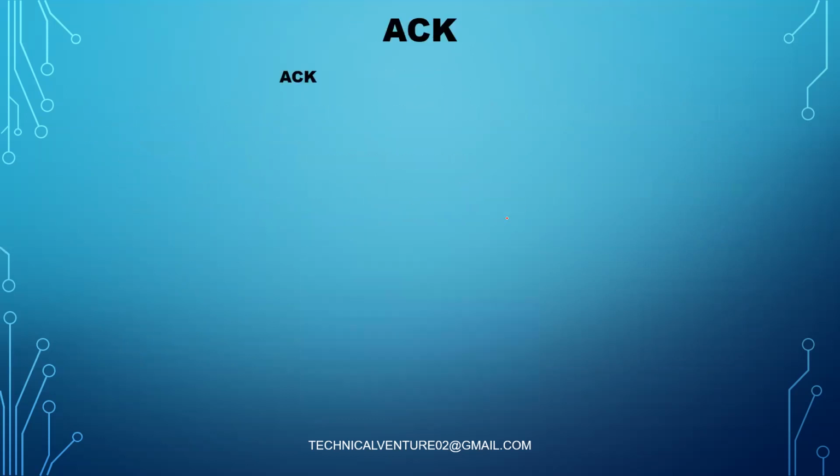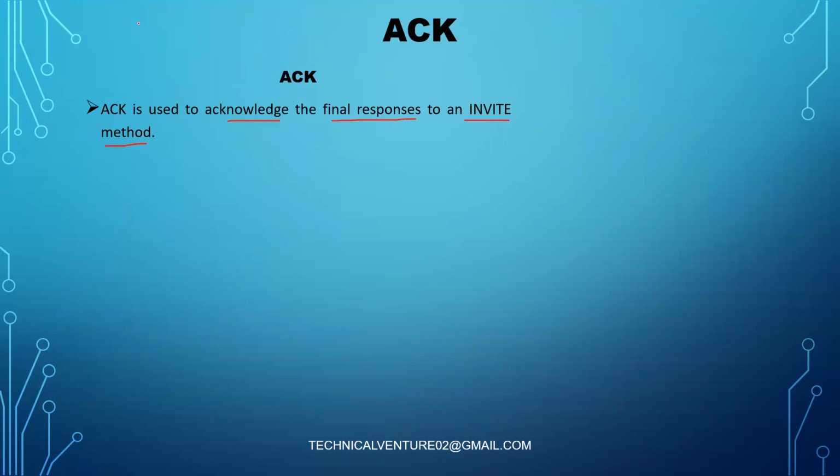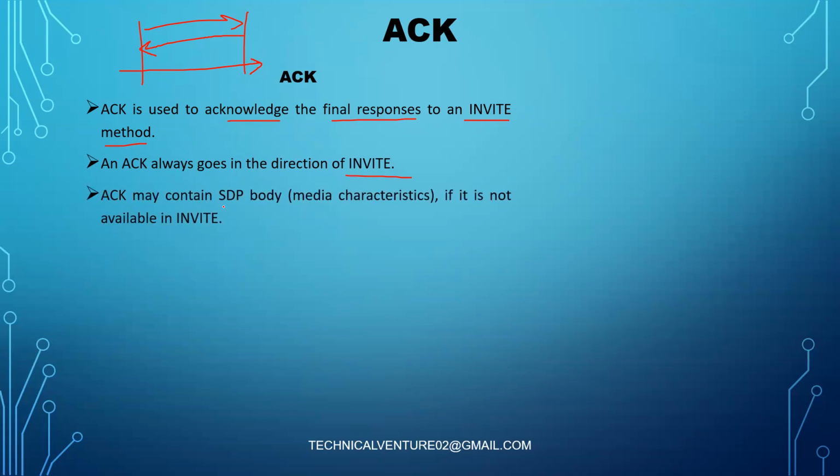Okay. Then we have the next message, that is acknowledgement. So ACK is used to acknowledge the final response to an invite method. As soon as there is an invite from one end to the other end like this, there will be 100 trying, 180 ringing, and then 200 OK, and then there will be an acknowledgement from the same party, like the user agent client who sends the initial invite message, right? An ACK always goes in the direction of invite.